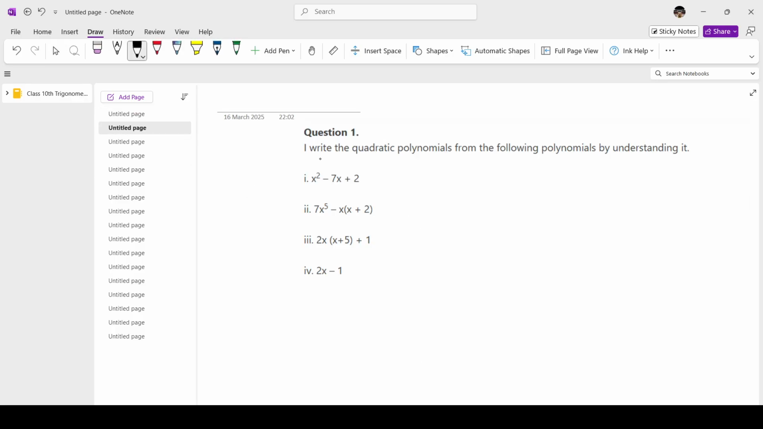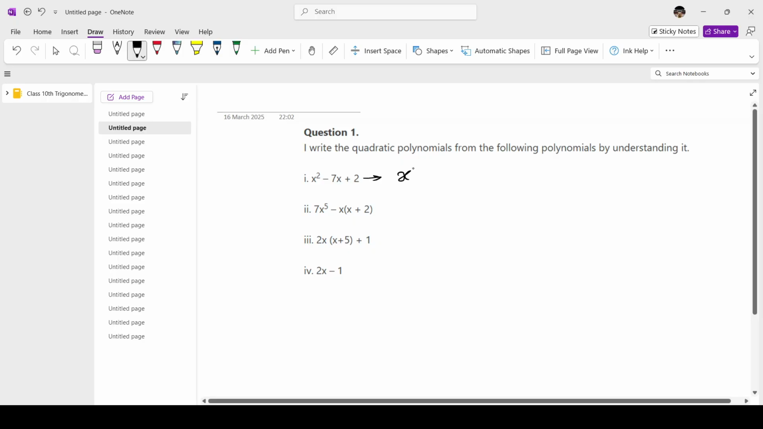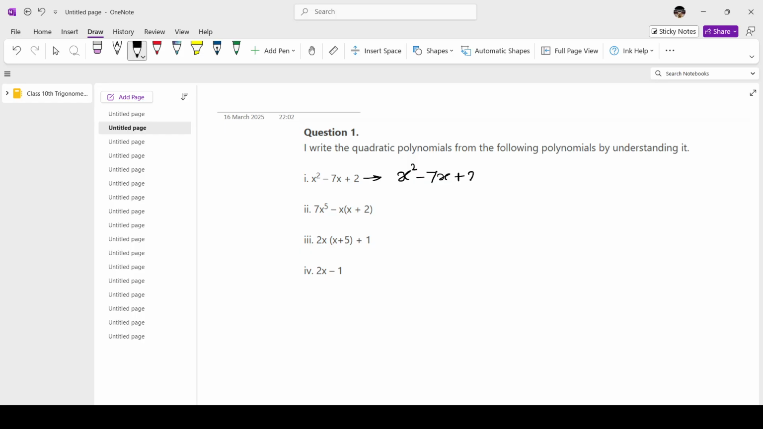So the first question is what? Identify the quadratic polynomial from the following by understanding whether it is a polynomial equation or not. So if you see, the equation is x square minus 7x plus 2. So the highest degree is 2. Okay. So it is our quadratic equation.